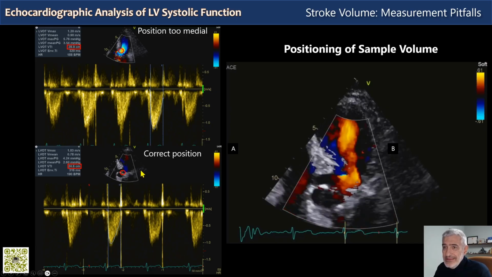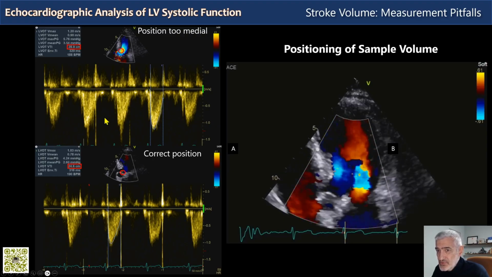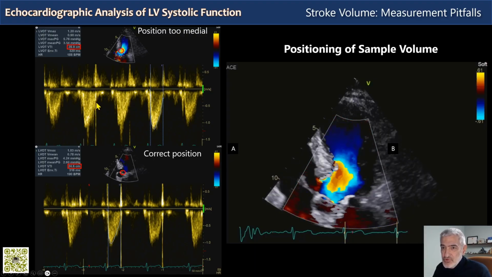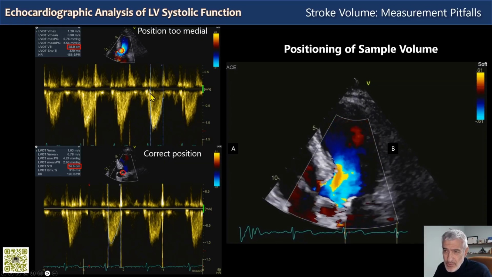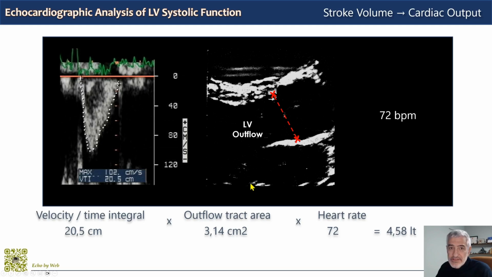Okay, and the other thing here is that it is important to have a maximized VTI. This is too small. This is probably the best, and to have a nice outer border, and the velocity time spectrum should not be hazy. You should see well the narrow band of the spectral velocity. And once you have your velocity time integral of LV outflow and you have your outflow diameter, you multiply the velocity time integral by the area of the outflow. If you multiply by the heart rate you have at that moment, then you obtain cardiac output.